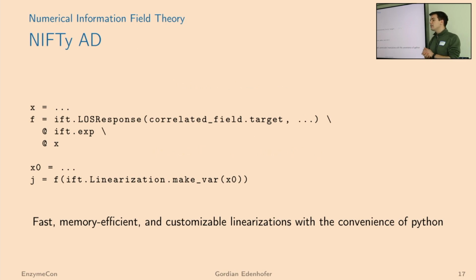In practice, this looks then slightly different in NIFTy, but the overall core concepts of linearizations and them being fast, memory efficient, and easily configurable still holds. The same model in NIFTy would look something like this, where you have your input x. It's going to be exponentiated, and then you have this weird weighting. Actually, this was a rebuild of something we call a line of sight response. And this would be your model, and you could get the Jacobian of your model by passing in a linearization into f.